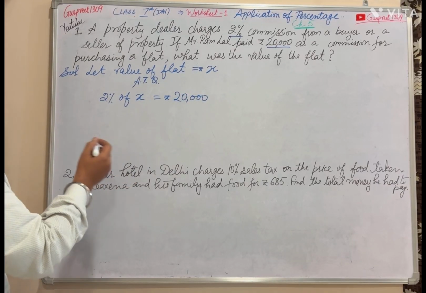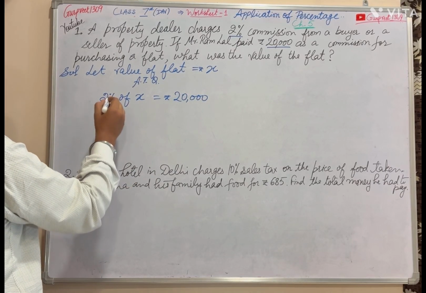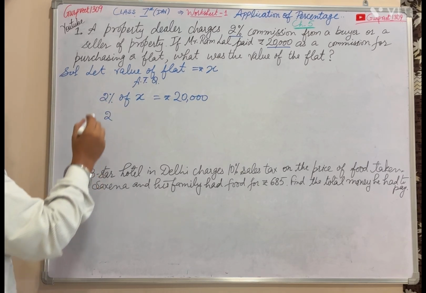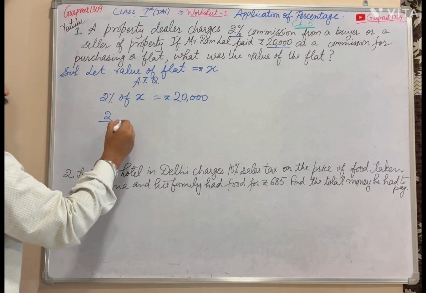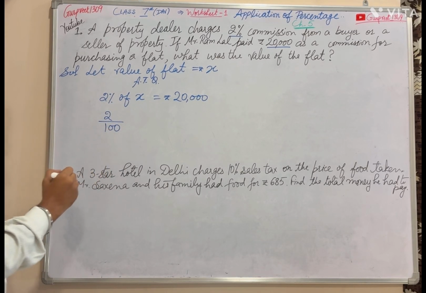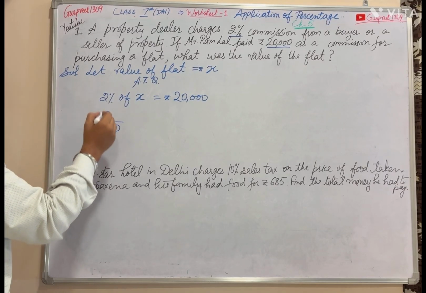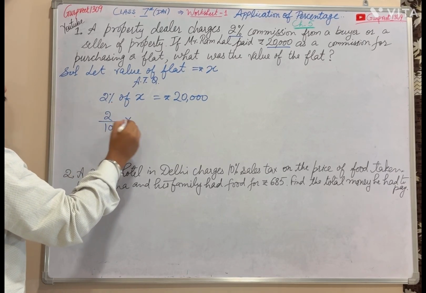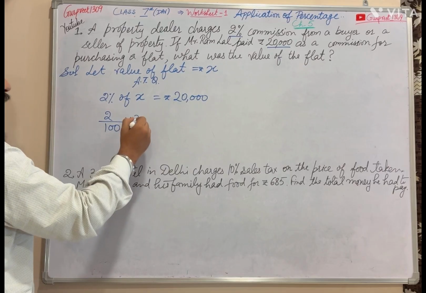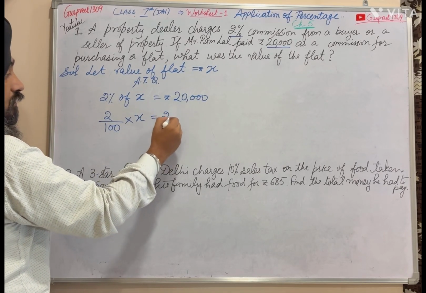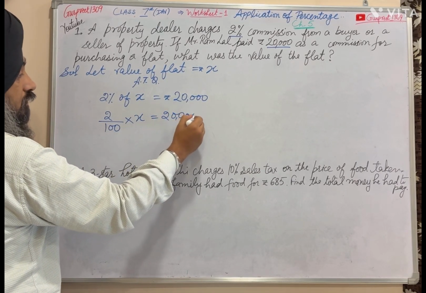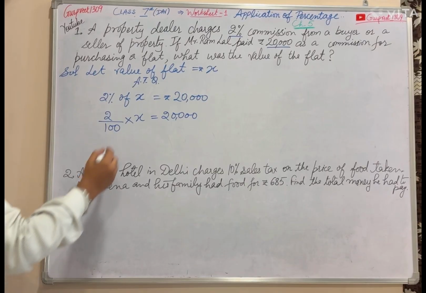20,000. Now we are going to solve that. Here we have a percentage sign, so we have to change it into 100. 100 will go in the denominator. 2 upon 100 of x, considered as multiplication, is equal to 20,000. Then what we will do?